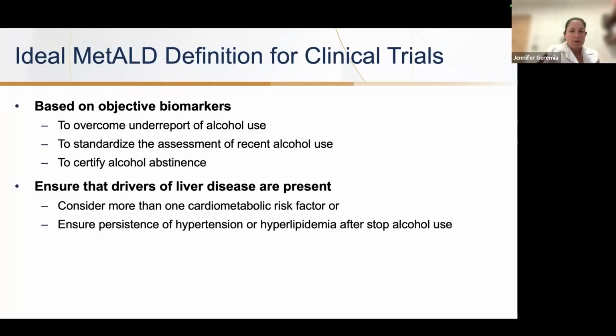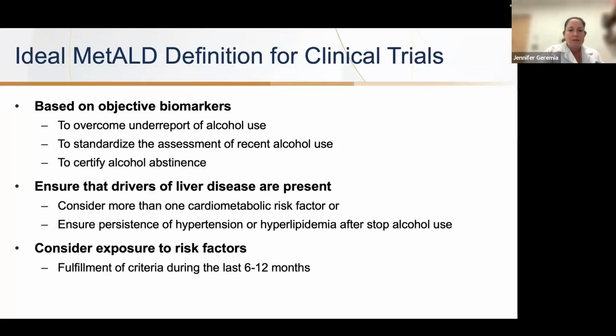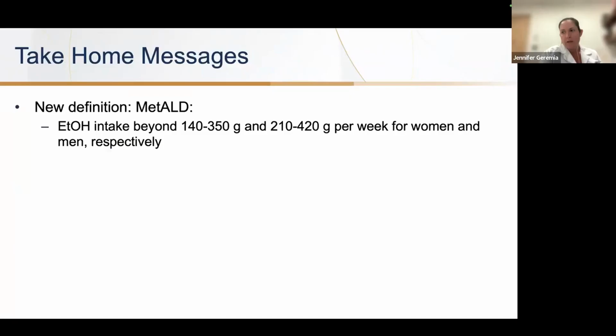Consider, is there more than one cardiometabolic risk factor, but in particular hypertension and hyperlipidemia, and see what happens with hypertension and their lipids after alcohol use is discontinued, right? Do those level off because of that biphasic relationship, or are they still present and, in and of themselves, as independent risk factors need to be addressed? And look at the last 6 to 12 months, not 'what happened 20 years ago, I was an alcoholic,' but what's happening today, to be able to make that assertion.